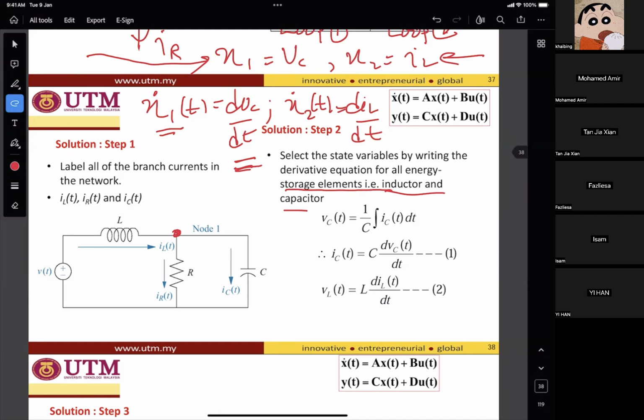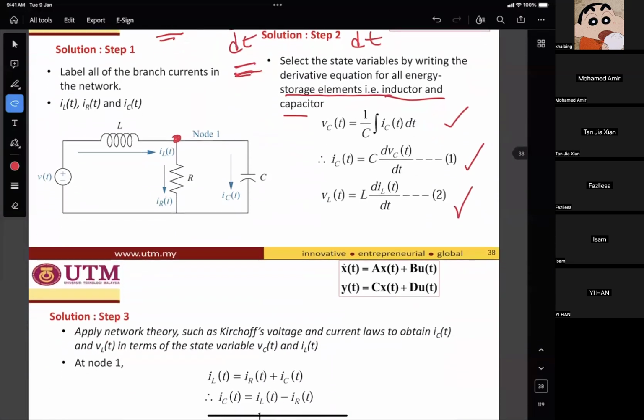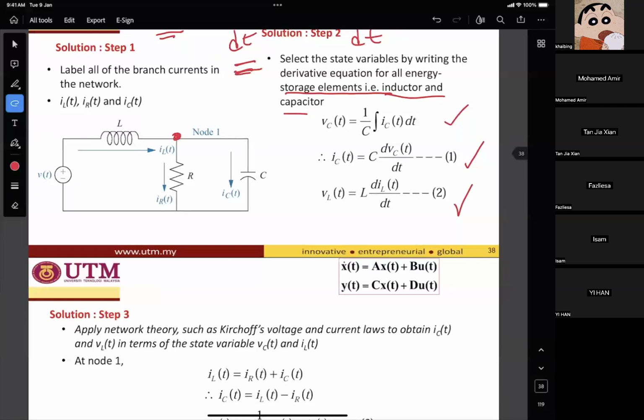So VC is equal to 1 over C integral of IC dt. IC, the current through the capacitor, is C dVC/dt. And the voltage at the inductor is L dIL/dt. These three formulas come from the table that I showed in chapter 2A and chapter 3.